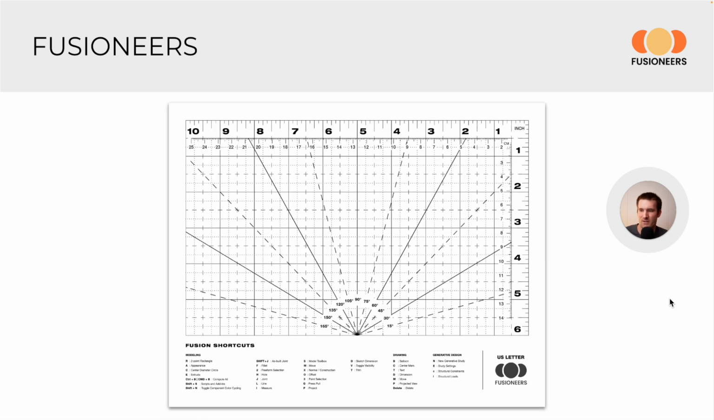And just to add some value to you for watching this, there is a free PDF that you can download that has the Fusion shortcuts and just a nice little ruler. We also have a metric version where the grid is in metric rather than in the customary system. So if you want that, it's available on Fusioneers for free. So check that out if you're interested.